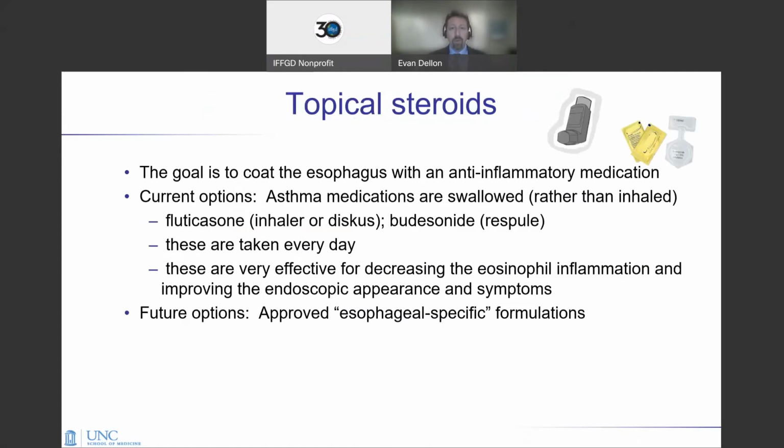Topical steroids. So what's the concept here? The goal is to coat the esophagus with an anti-inflammatory medication. It's sort of like putting an anti-inflammatory steroid like hydrocortisone onto a bug bite. You rub it and take away the redness and irritation.